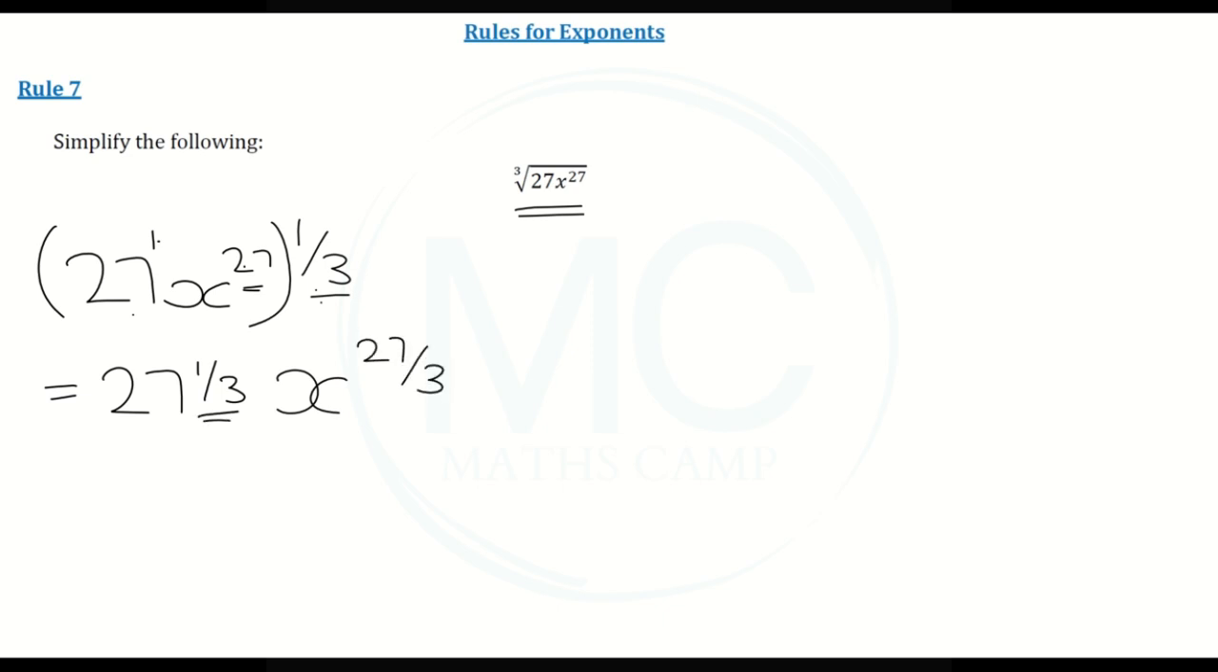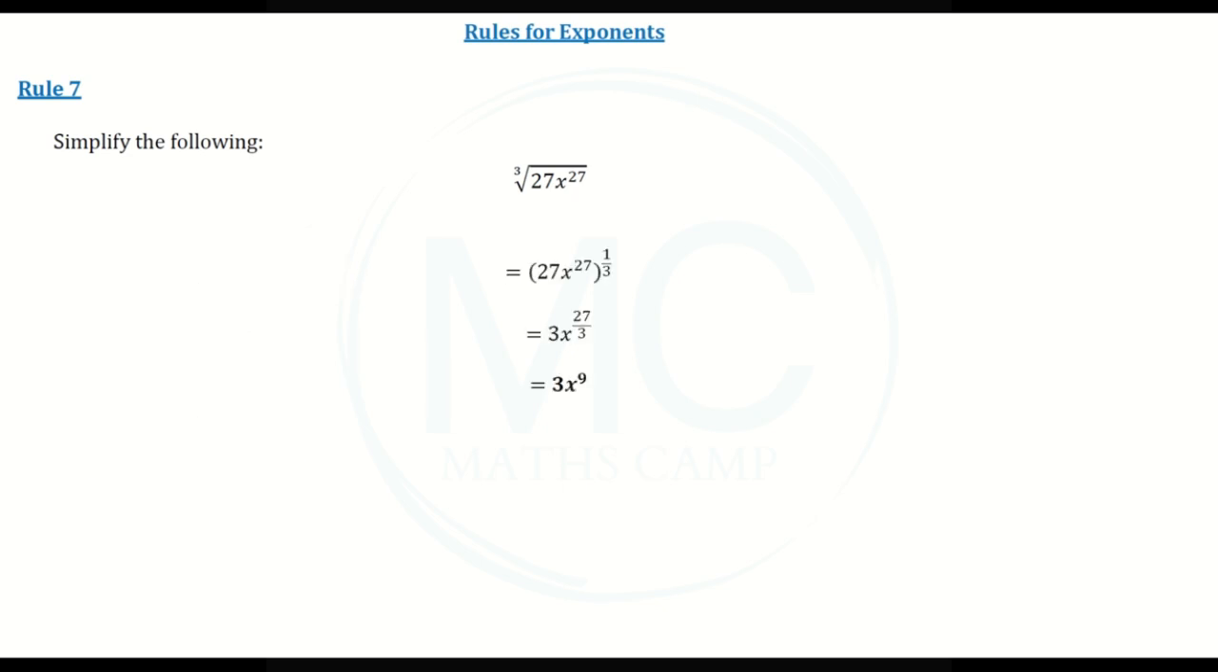An exponent of 1 over 3 is actually the cube root, which we know from up here. The cube root of 27 is equal to 3. 27 divided by 3 is actually 9. So we get 3x to the power of 9. And we have now completed this question. We will look at more examples like this in upcoming videos.